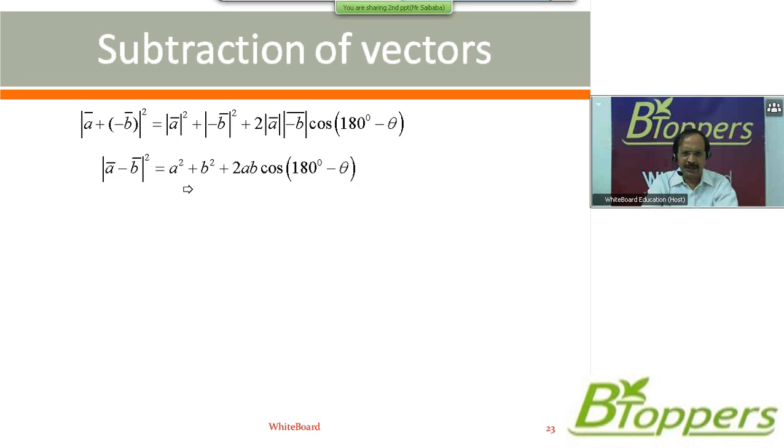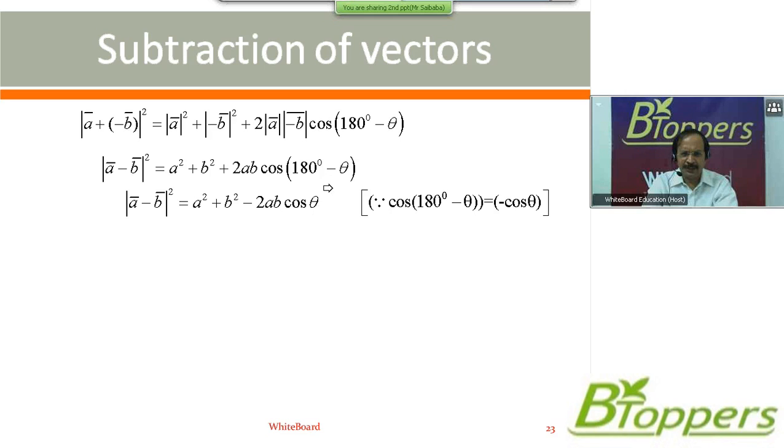Mod of A bar you can write as A on the right side. Modulus of vector minus B bar is the same as the modulus of vector B bar, which you can write as B. Here also you can write mod of A bar equal to A, mod of minus B bar equal to B. Don't write mod of minus B bar as minus B. Modulus of a vector cannot be negative. So modulus of vector minus B bar should also be written as B.